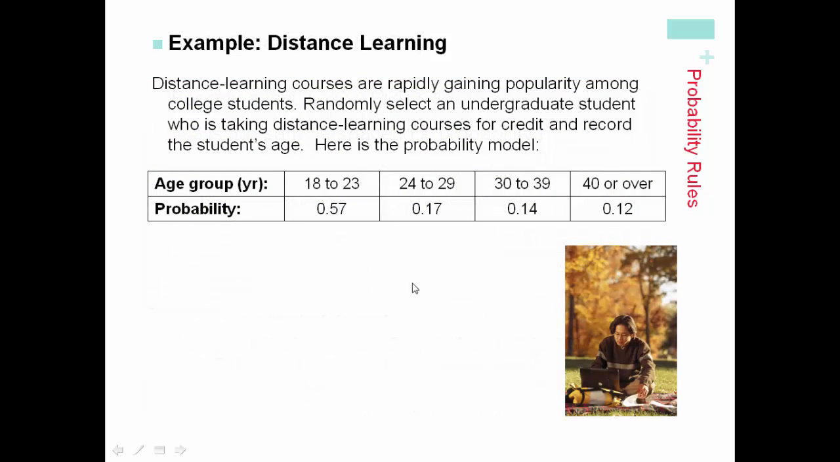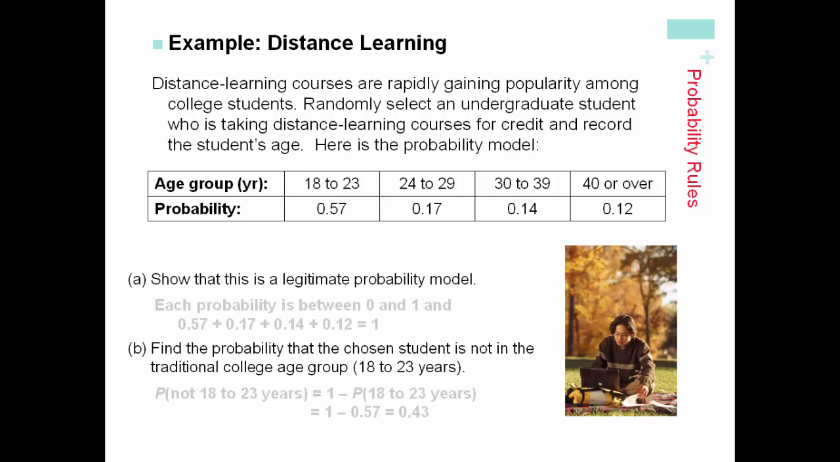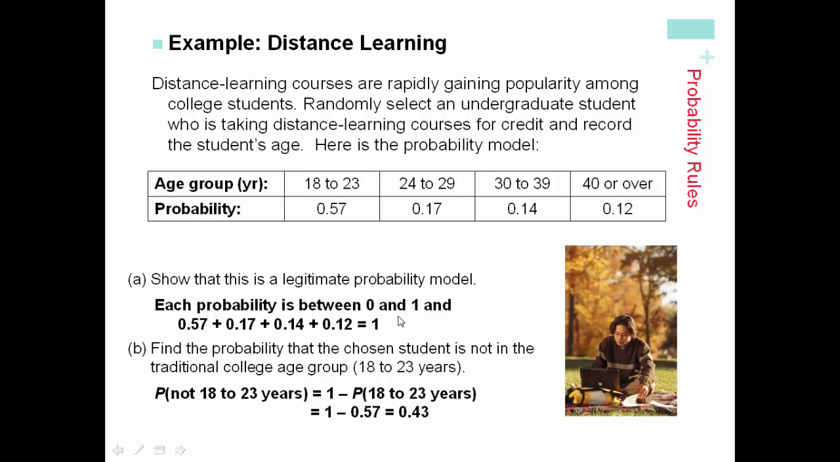Here's an example. Here's a probability model of undergraduate students taking distance learning courses for credit and recording the students' ages. First, we show it's a legitimate probability model. So we have to show that each probability is between 0 and 1. Each one of them is, so we state that, and then we add them together to show that they equal 1. Find the probability the chosen student is not in the traditional college group ages 18 to 23 years old.